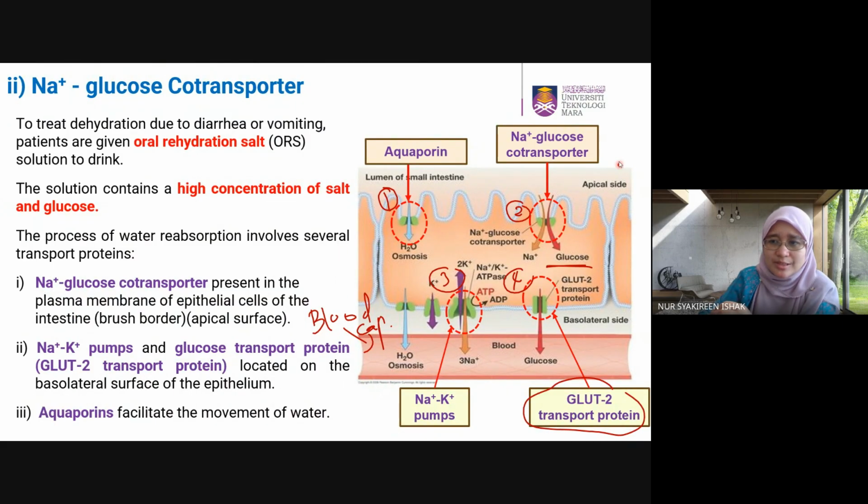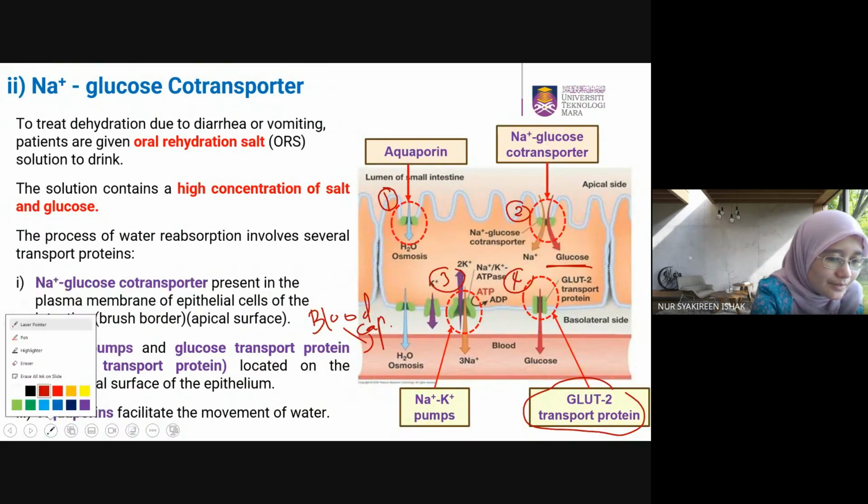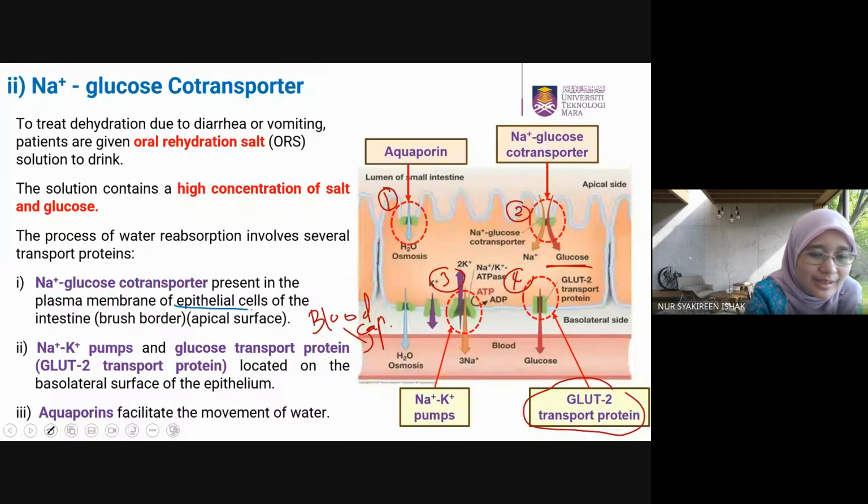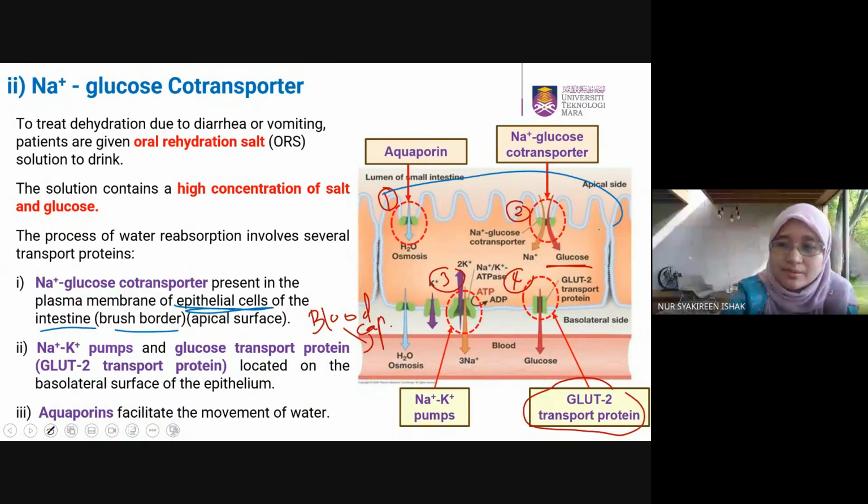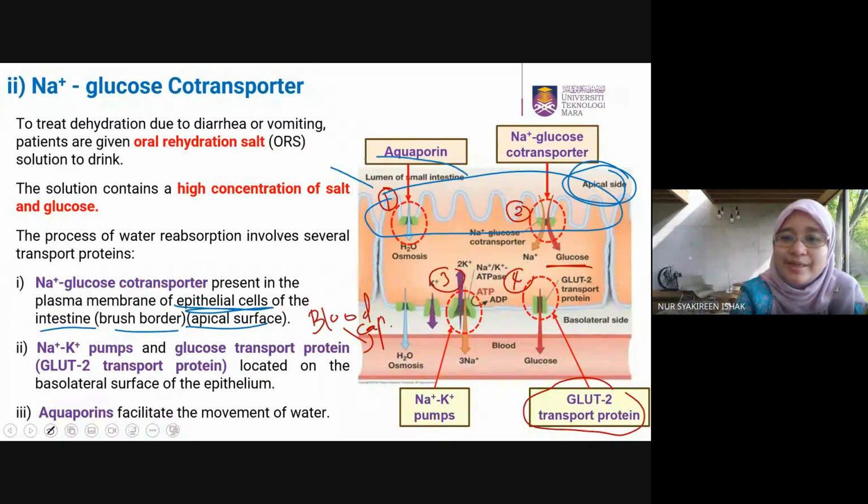So sodium ion glucose co-transporter, this one here, present in the plasma membrane of epithelial cells of the small intestine, the brush border. This is brush border. Okay, microvilli tu. So the apical surface. Apical surface is the one that is facing the lumen of small intestine. Awak minum, semua masuk dalam lumen. So the apical surface will have this sodium ion glucose co-transporter.